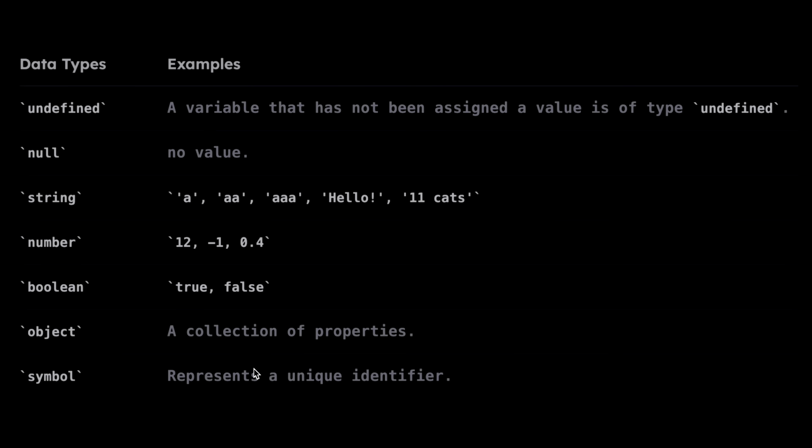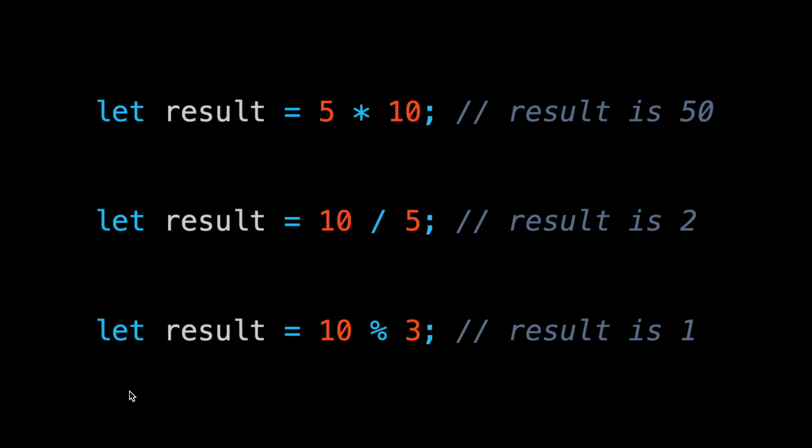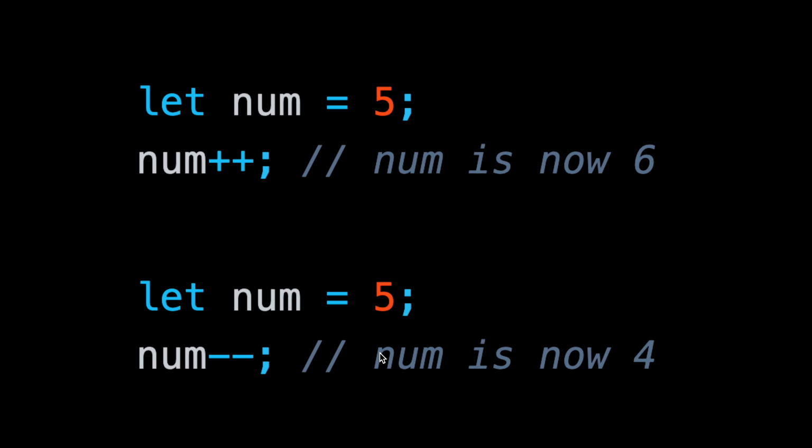So these are all the different data types in JavaScript. We've got undefined, null, string, number, boolean, object, and symbol. And then we can do basic arithmetic. We can multiply numbers, divide numbers, we can do a modulus of the numbers, and all the basic arithmetic operations you can do in JavaScript. We can also assign a variable and then do num++, which just adds 1 to the number, so it's now 6. Or we can do minus minus, which just subtracts 1 from the number, so it's now 4.